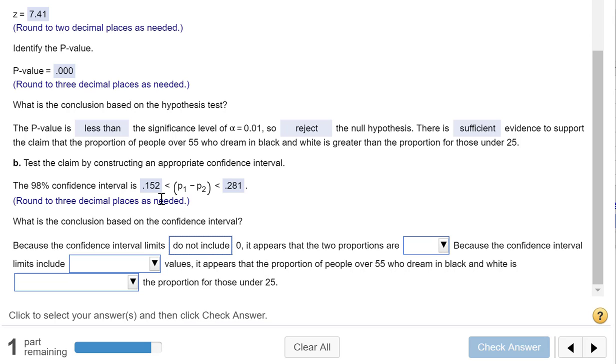It appears that the two proportions, when it says two proportions, it's talking about the P1 and P2, the proportion of people over 55 and the proportion of people that are under 25. It appears they are not equal, right? And we already said that. We already said we're rejecting the fact that they are equal.